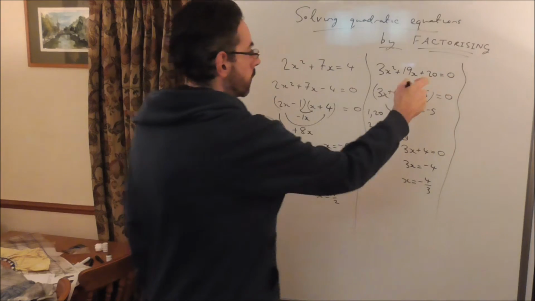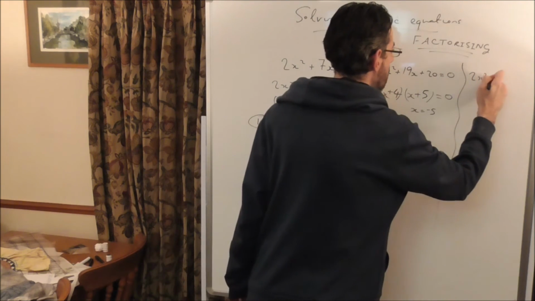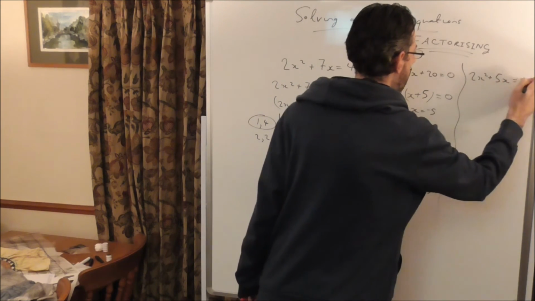Right, let's do one more over here. So 2x squared plus 5x equals 0.